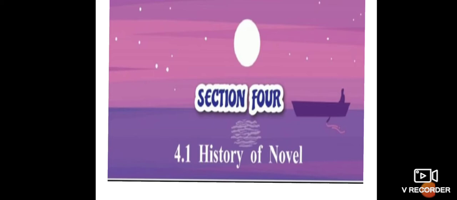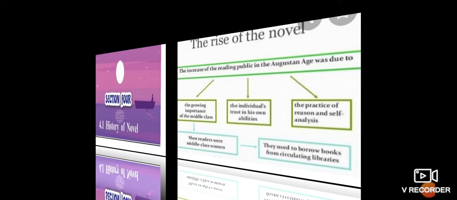Before starting with the topic of the textbook, I would like to give a short introduction in this session. In our next session, inshallah, I am going to start the topic related to our textbook, the types of novels that they have provided to us. So, let's start with the novel.